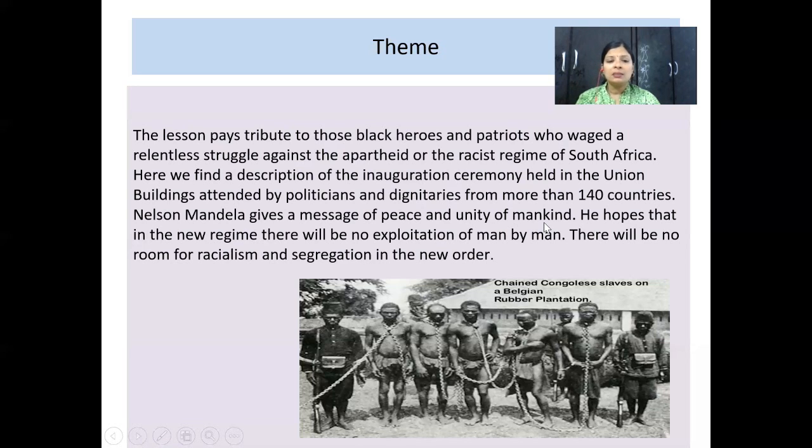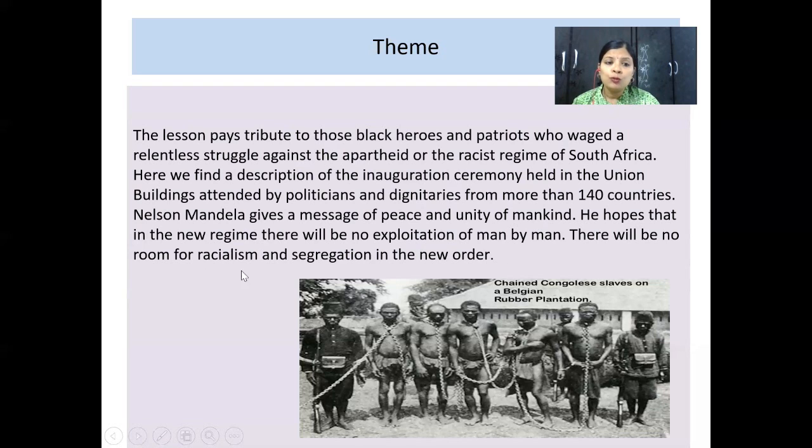So in his speech, children, he talks about peace, he speaks about unity, okay? And he says that all the people of the world should live unitedly. He hopes that in the new regime there will be no exploitation of man by man. So he also hopes that people would not exploit each other. After democracy is established, Nelson Mandela feels that exploitation would not happen on the soil of South Africa.